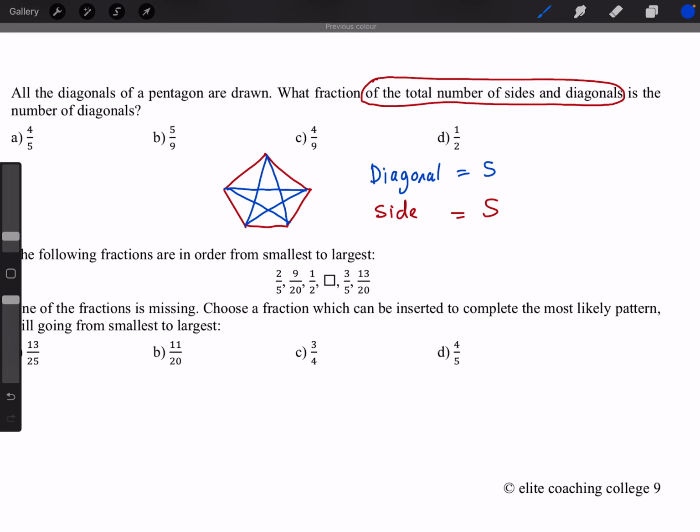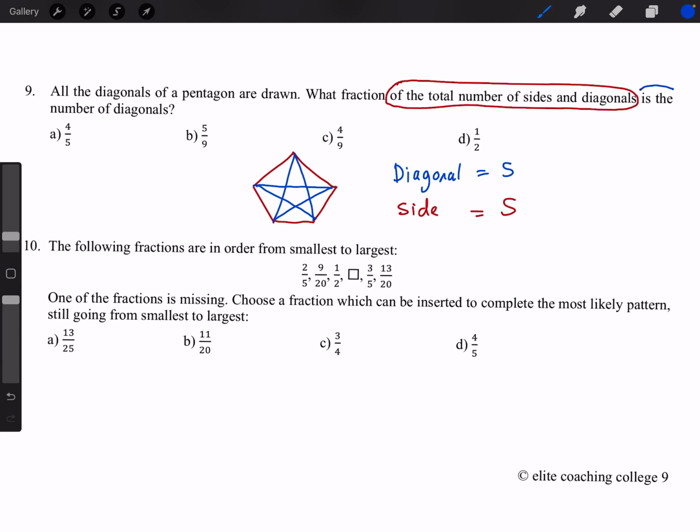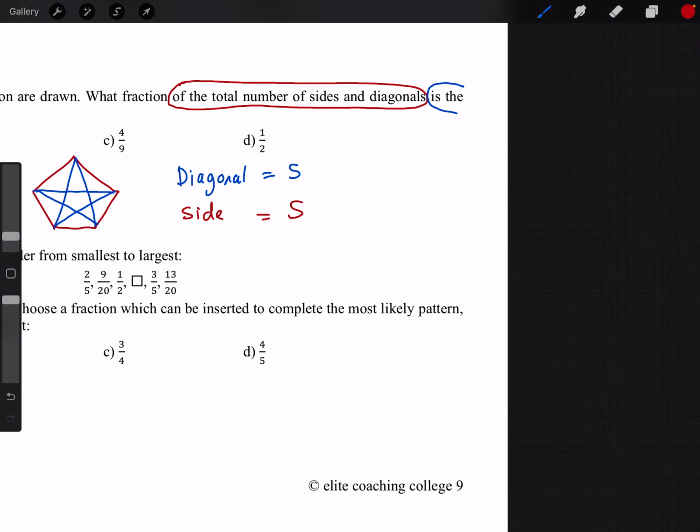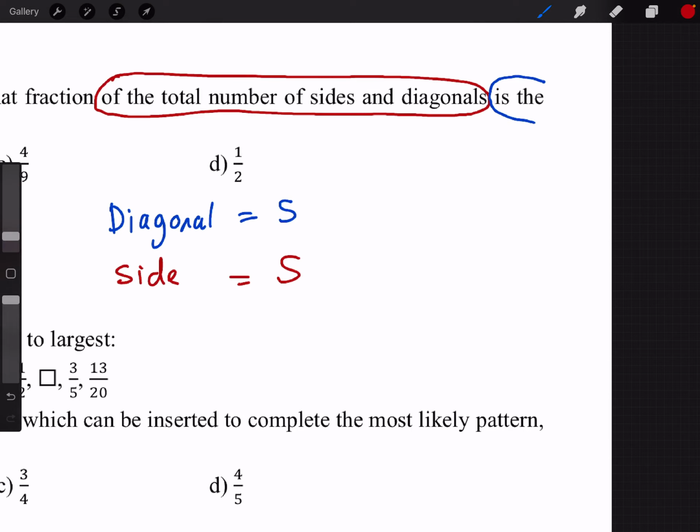And then the word is here. Is the number of diagonals. Okay, so one thing to understand in mathematics is the words "of" and "is". When you are asked to find the fraction of something and you have "of" and "is", you have to understand that the "is" goes on top and "of" goes to the bottom. That's the easy way to remember.